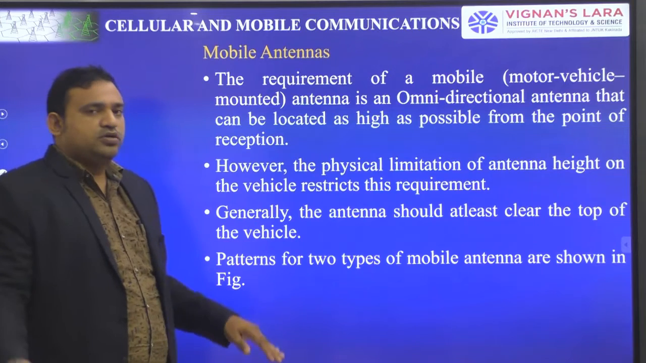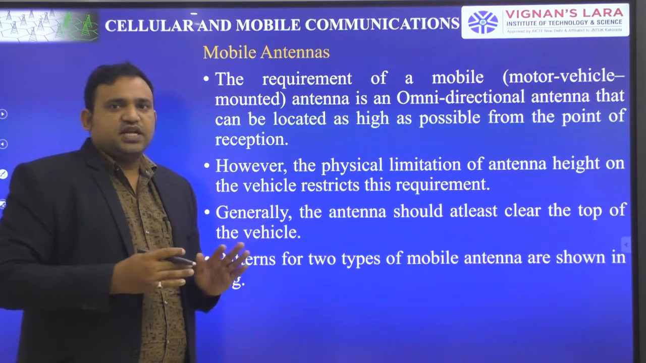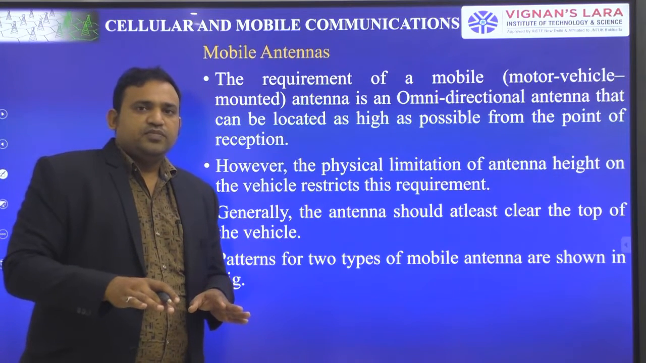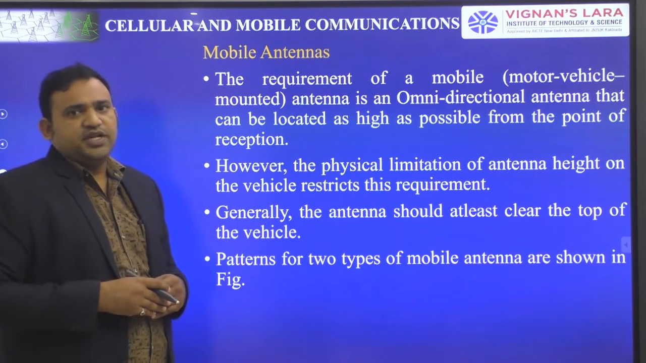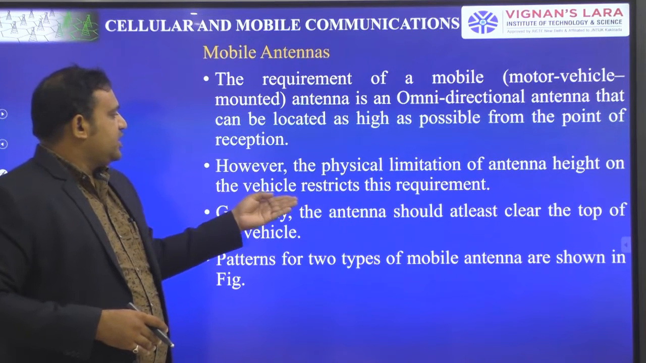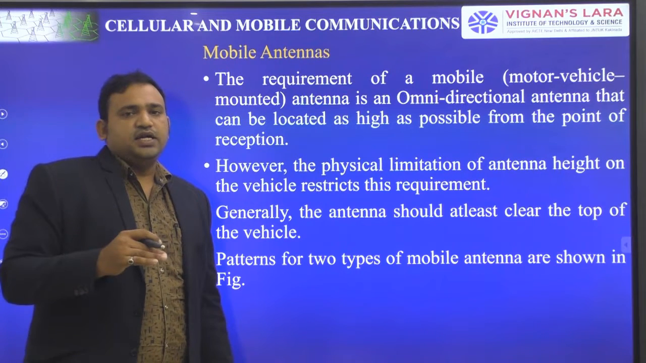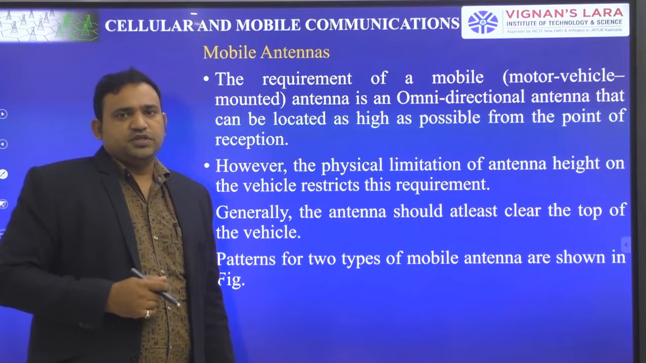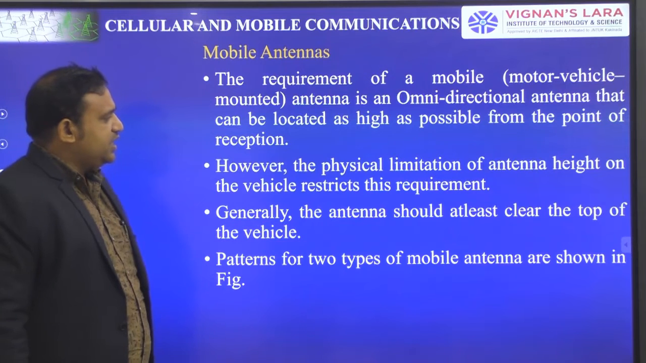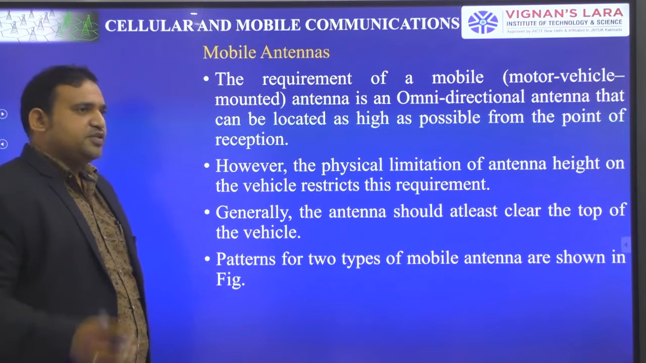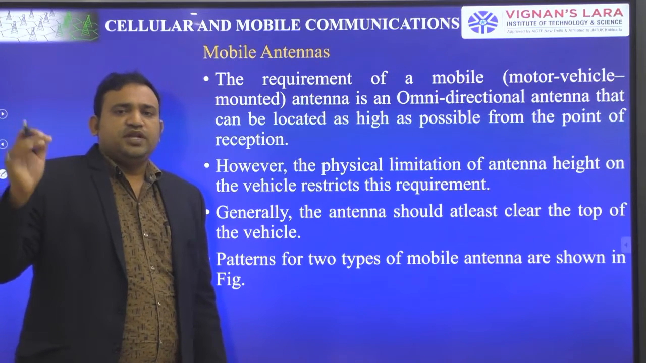Even though we want to put the receiving antenna very high, there is a physical constraint with respect to the vehicle height. So due to this physical limitation of antenna height on the vehicle, it is not possible to locate the antenna very high from the user. Next, third, generally the antenna should at least clear the top of the vehicle. It must be placed at the top of the vehicle, and the surrounding must be very clear.